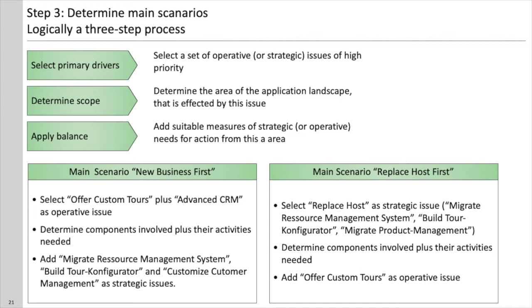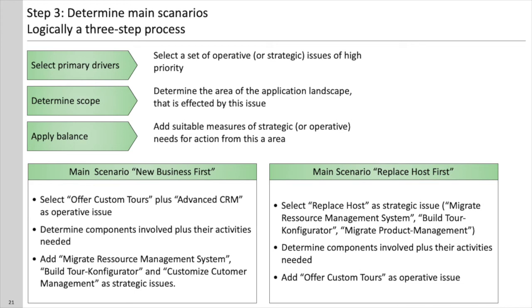Okay. And the same is true for the alternative scenario on the right, which is here called replace the host first. So in this alternative scenario, we find out that we have a big and important issue on the IT side. So we want to get rid of a platform, and this is very typical today. Let's say, for example, replace the host platform that we have, or at least one of the many host platforms that we still have in our application landscape. And that leads us to the strategic issues: migrate resource management system, build tool configurator, and migrate product management.